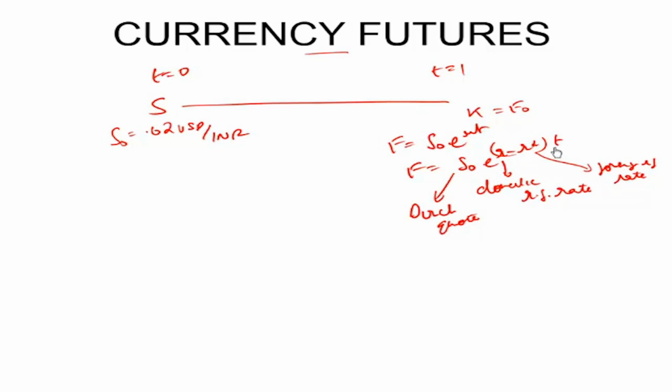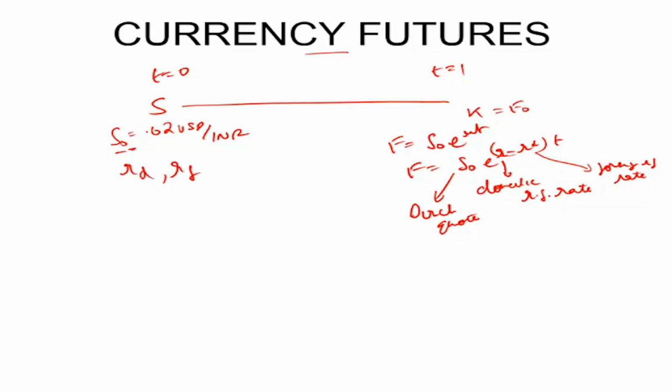Let's try to understand the derivation of this formula a little bit. Again, the formula is a no arbitrage relationship. That is, if this formula did not exist, then there would be an arbitrage opportunity. Now, S0 is the spot price, R is the domestic risk-free rate, we'll call it RD, RF is the foreign risk-free rate.